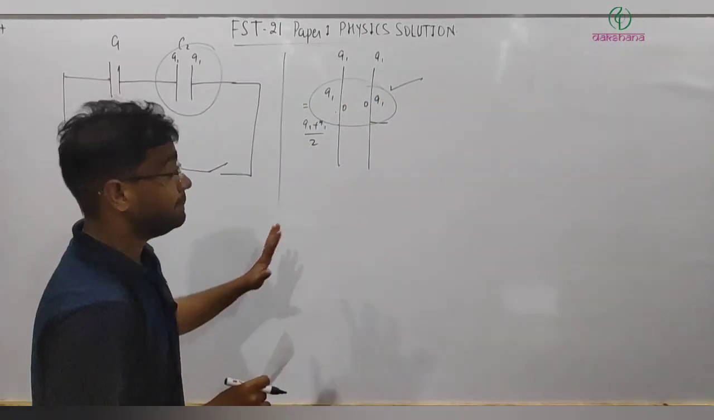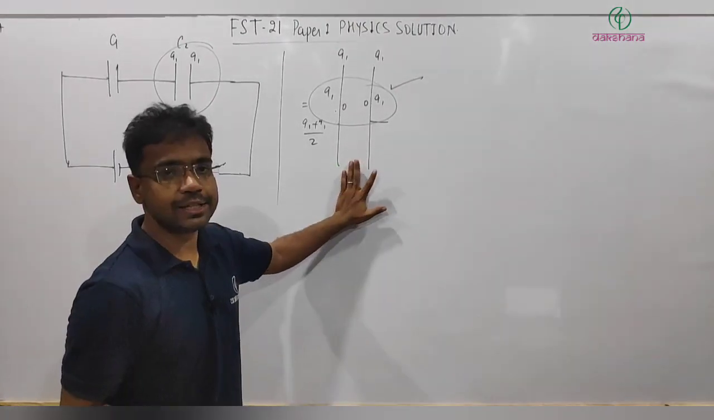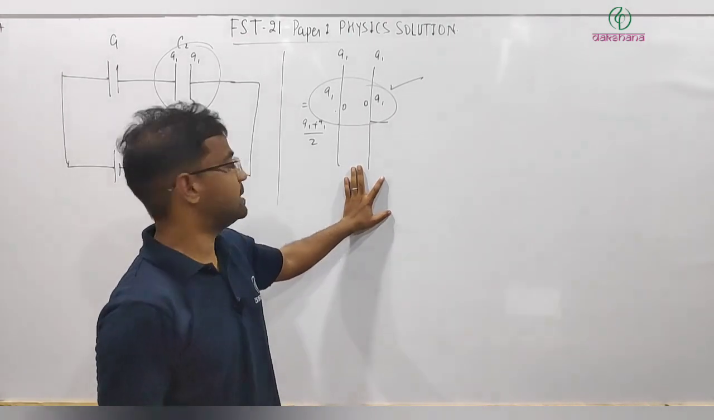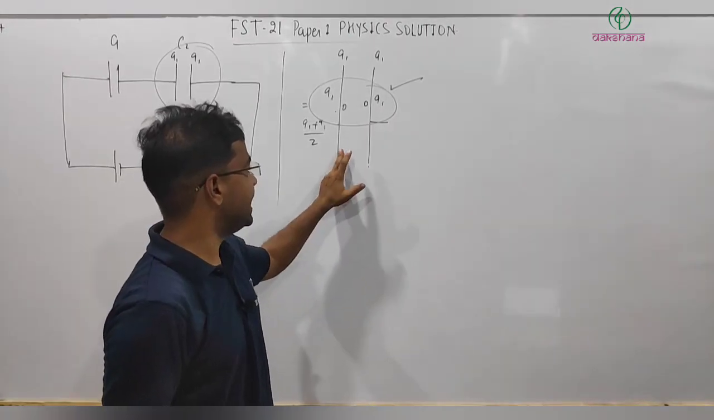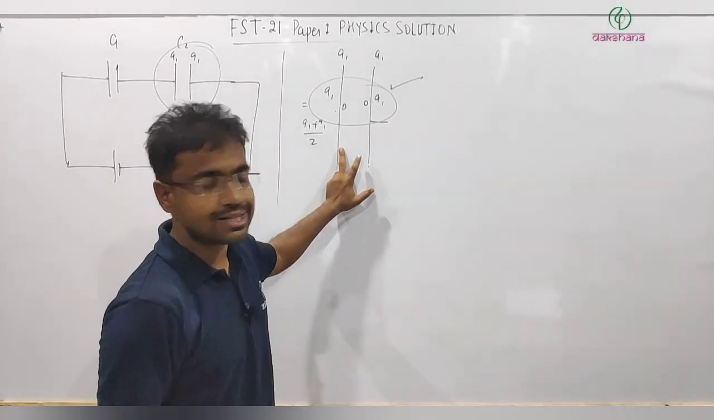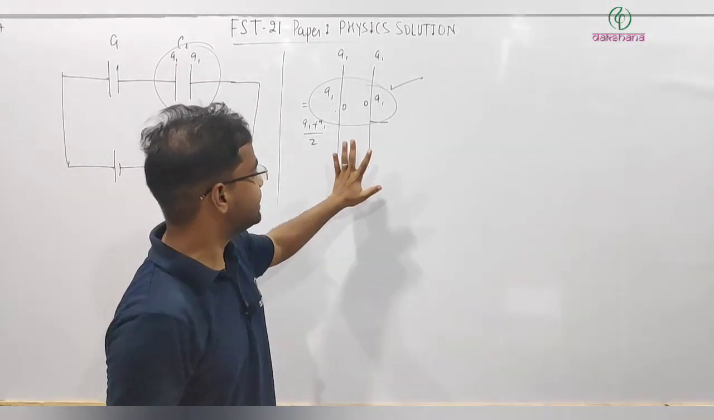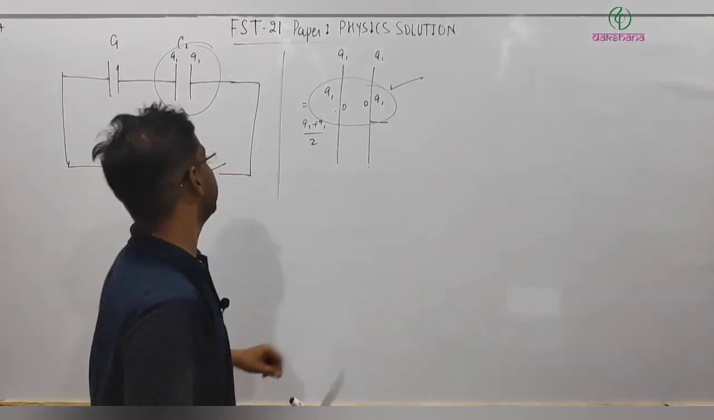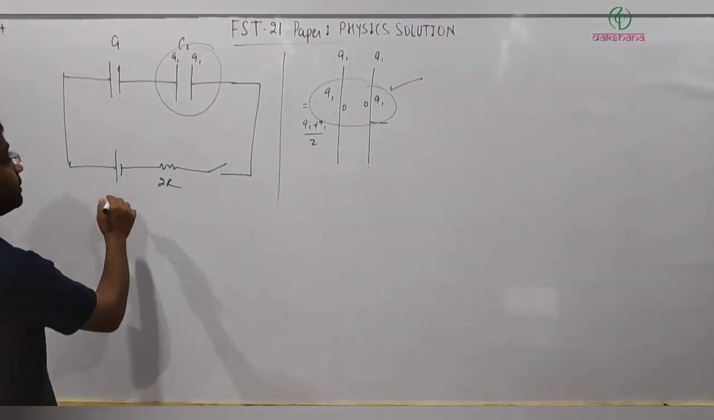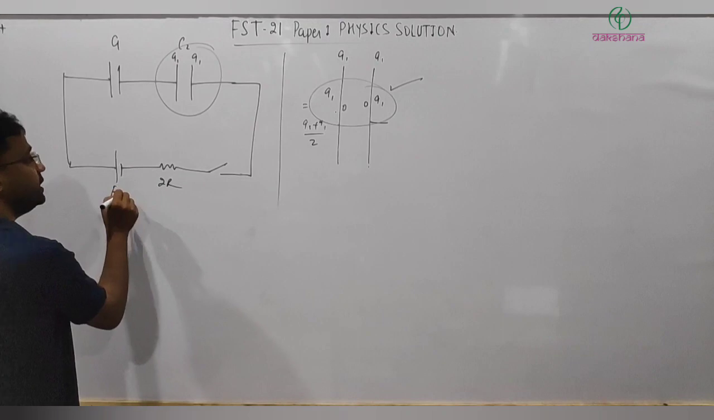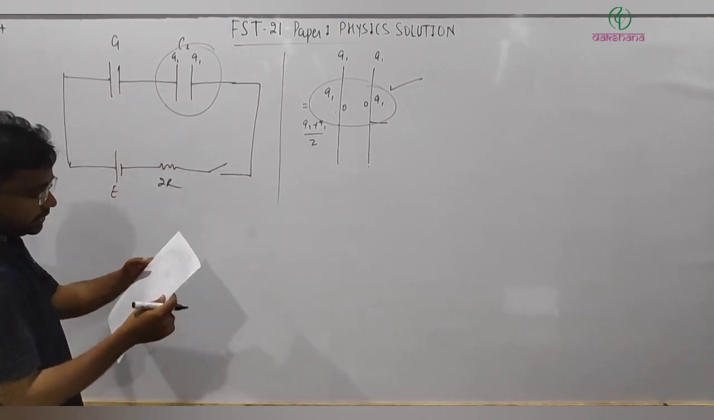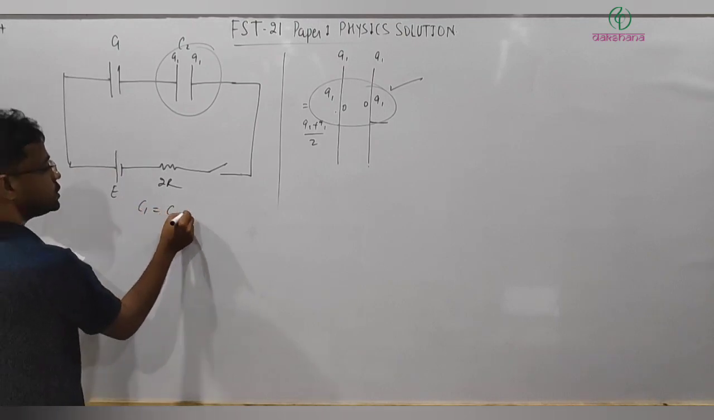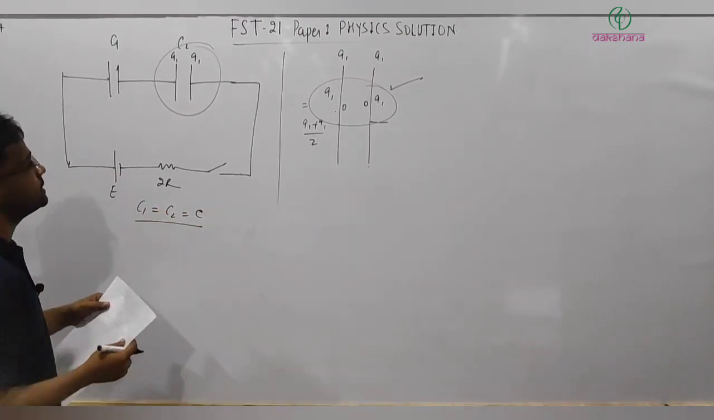So inside the plate there is no charge, and you must remember that on a capacitor, the charge lying on the surface is considered as the charge on the capacitor, which is used for storing energy, not this outside charge. Okay, so this is the system now, with battery EMF E, and it's mentioned in the problem that C1 equals C2 equals C. Initially this is the situation.